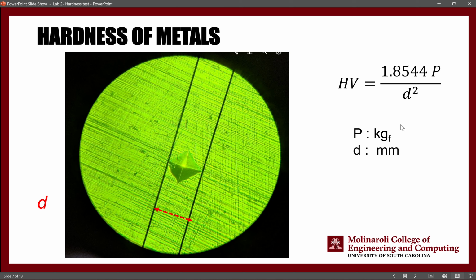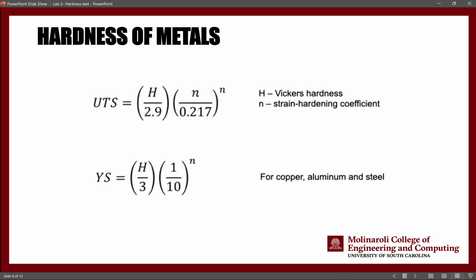The units for force in this equation is always kilograms of force, and the units for diameter or the distance is always in millimeters. And then this will give you a hardness value for the material that you are testing. You can use this hardness value, put in here, and if you know the strain hardening coefficient of your material, you can actually find the ultimate tensile stress of the material or the yield stress of the material.